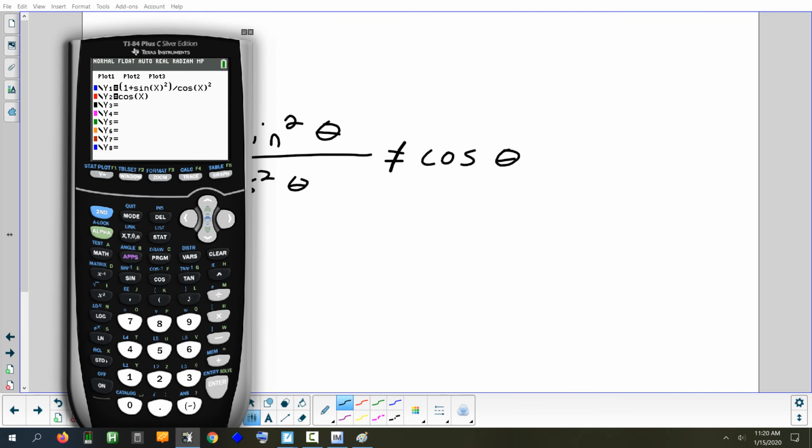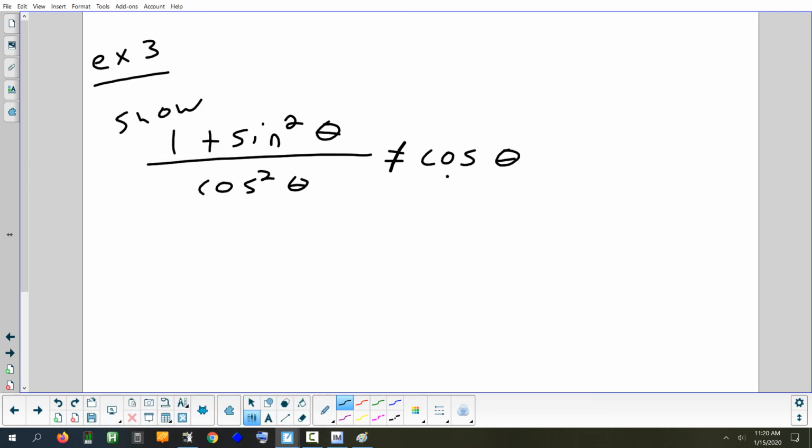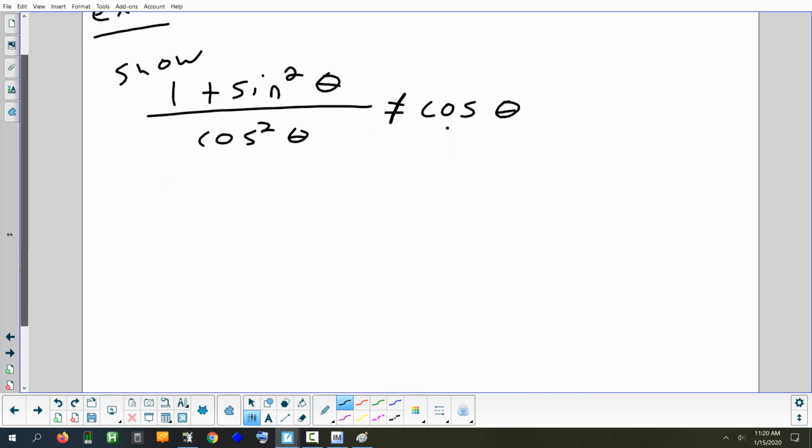Now, when you plug something in, you want to avoid what I would consider special things for theta. Don't plug in 0. Okay? Don't plug in 90. Okay? Pick a random angle. So what would be a random angle in radians we could plug in? 23 radians. All right. So if I plug in 23 radians, y1 is this fraction on the left. y2 is the cosine on the right. Did they come out the same? No. So that's a counterexample.